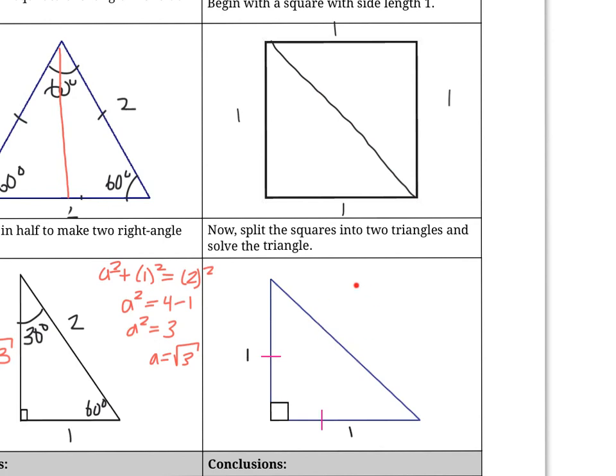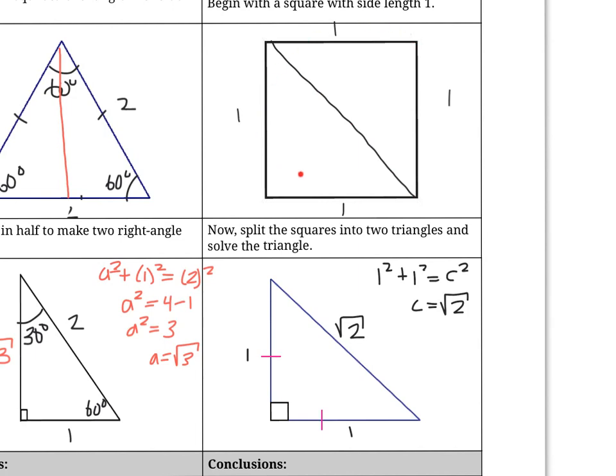Let's find this length. Really quickly, we can just use the Pythagorean Theorem. So we know that 1 squared plus 1 squared has to equal that c squared. So our c squared has to equal 2, which means that our c has to equal the square root of 2. So we know this length right here is the square root of 2. Now let's try to figure out the angles.